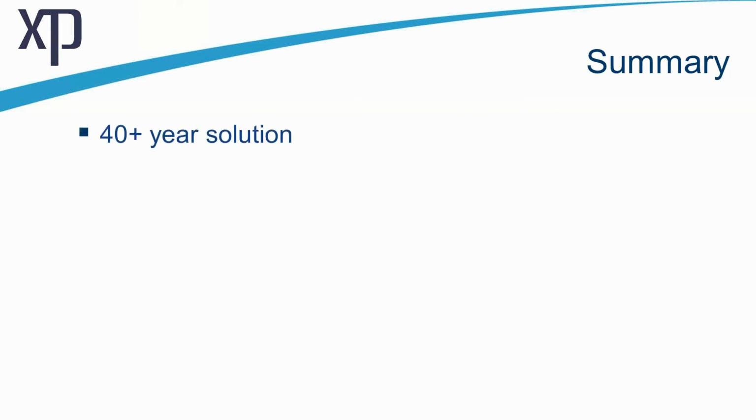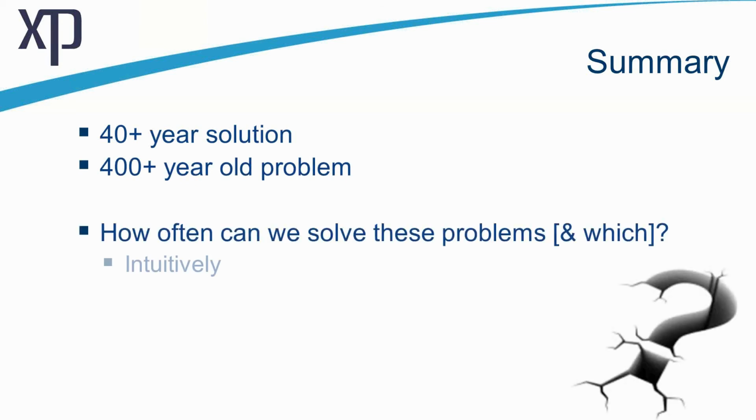So I guess to summarize those couple slides, we've got a 40-plus year solution to a 400-plus year problem in the U.S. So what's the context of that relative to this webinar? Well, really what we're asking is how often can we solve these problems, and what really are the problems? How can we solve those intuitively and efficiently with a model? Because that's the goal. We're not really trying to find a solution and hunt around for a problem. We really want to find the problems that make a lot of sense. And so that's really what we're trying to do.